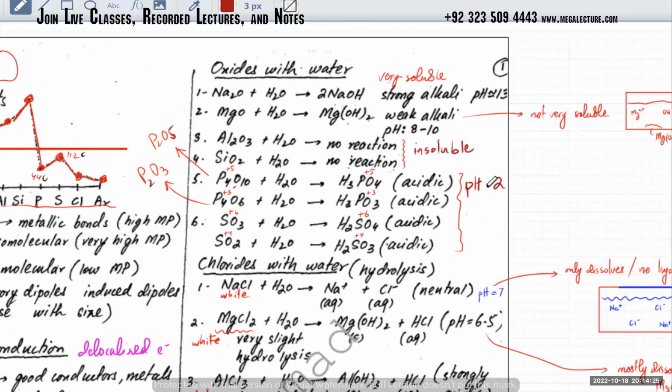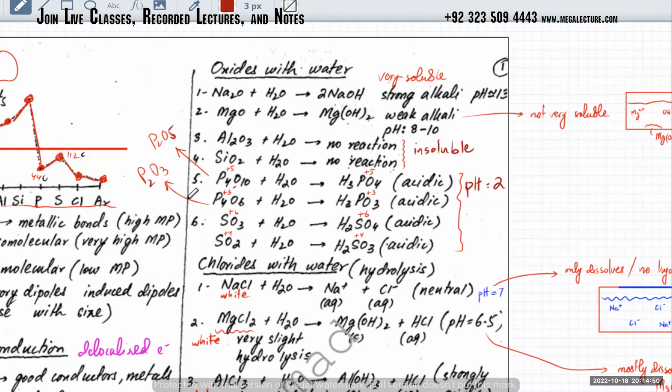pH 2. So anyways, you just have to guess a graph. It's going to be strongly acidic. Sulfur trioxide and sulfur dioxide, one of them has a +6 oxidation state, the other one is +4. They're going to mix with water. They're very soluble, and they will form sulfuric acid or sulfurous acid, and they'll also be very acidic. Okay, is this clear?